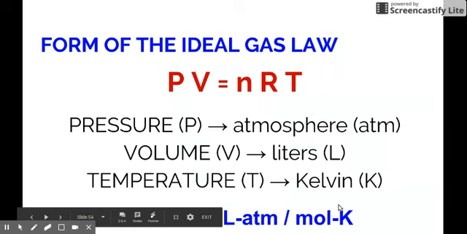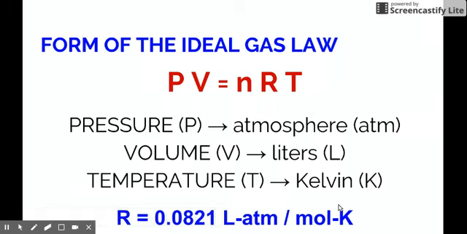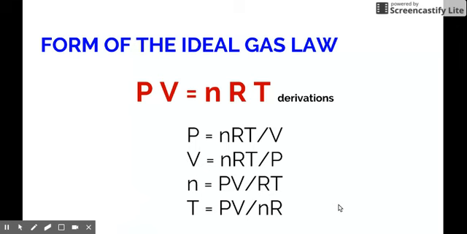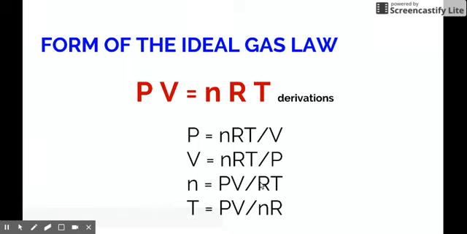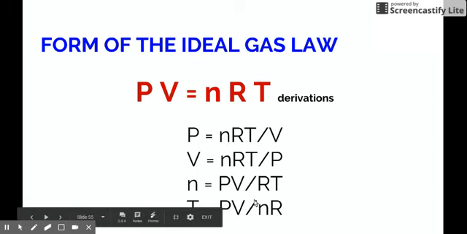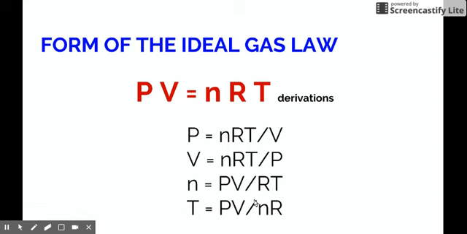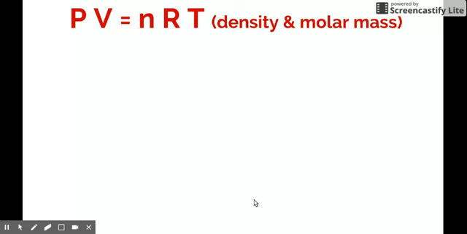So PV = nRT. These are the variables that you need to remember and the units that you need to follow every time you're using this particular law. And the different derivations for the ideal gas law are these. You may be asked to get pressure, volume, amount in moles, which you can extend to mass using molar mass, and of course temperature, in which case, when you're using this derivation, the default units follow the required units for the ideal gas law.